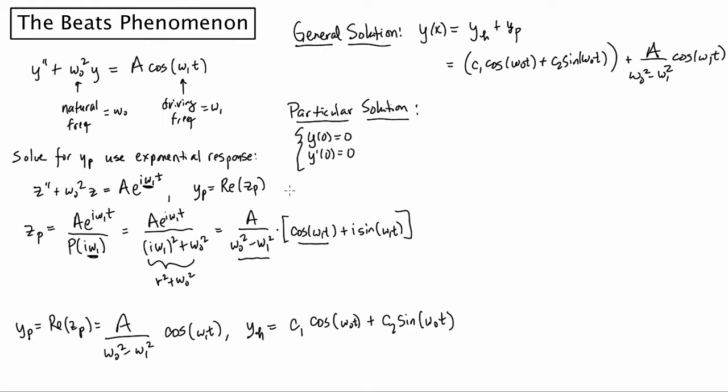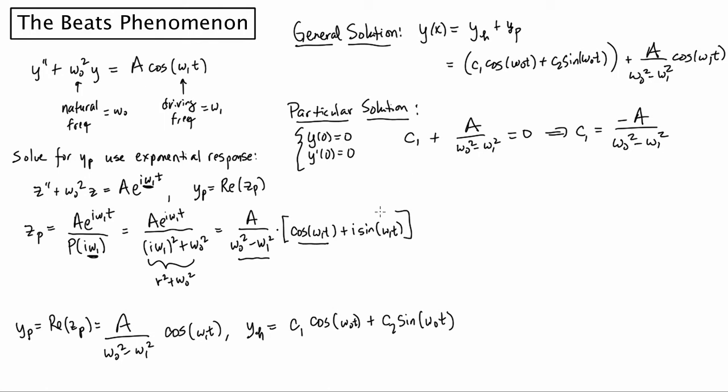The first initial condition is pretty easy to see. When y of 0 is 0, you end up with the cosine pieces surviving. So y of 0 is going to be c1 plus a over omega naught squared minus omega 1 squared, and that's going to be equal to 0. The cosine pieces survive, but the sine piece goes away when t is equal to 0. This implies that c1 is going to be negative a over omega naught squared minus omega 1 squared. So we have the first coefficient here.